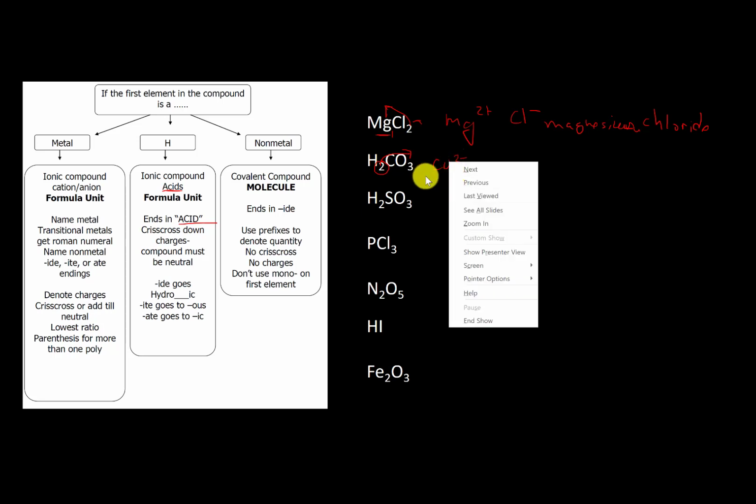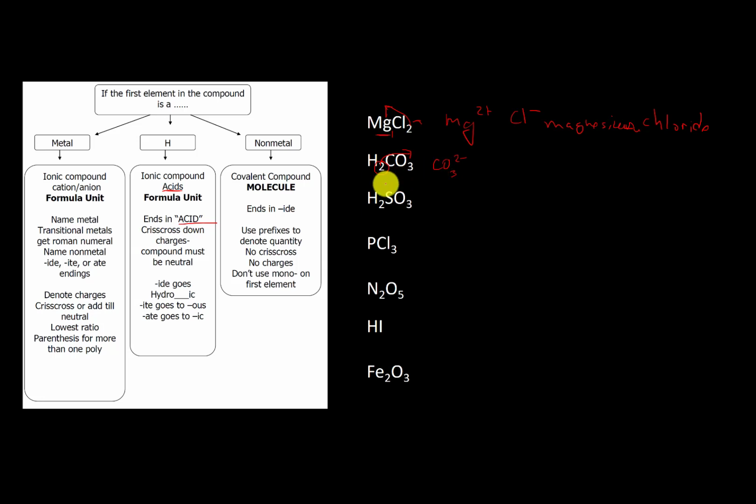CO3 2-. That's called carbonate. Okay, and if it ends, let's look at this rule down here. ate goes to ic. Carbonate goes to, so we must have carbonic acid. If you would have put carbic acid, I would have been fine with that. That's not a problem. That should be an R in there.